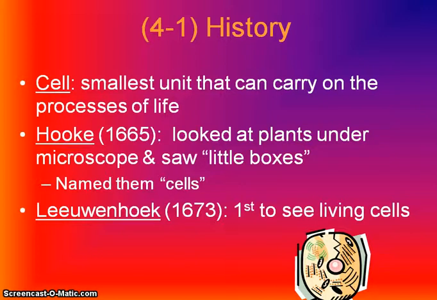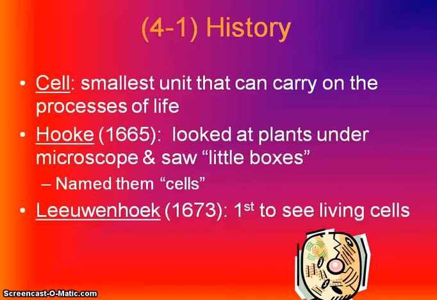Robert Hooke was one of the first people to see plant cells under a microscope, and what he saw were these little rectangular boxes that reminded him of the rooms that monks lived in, which were called cells, and that's where our cells got their name. So that was Robert Hooke.